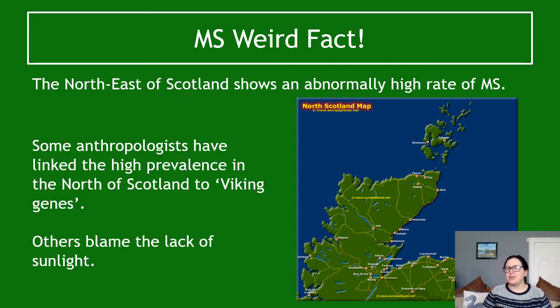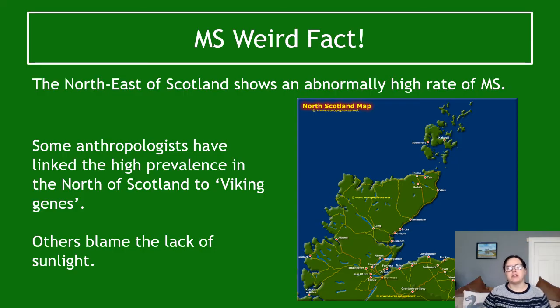A weird fact of multiple sclerosis is the northeast of Scotland shows an abnormally high rate of it. There's anthropologists who've essentially tried to work out why this might be. One school of thought is thinking that maybe it's the high prevalence of Viking genes. Essentially, the north of Scotland is more related to Scandinavia due to descent of populations than, say, the rest of Scotland. And it might be something in that DNA makes people more susceptible to MS.